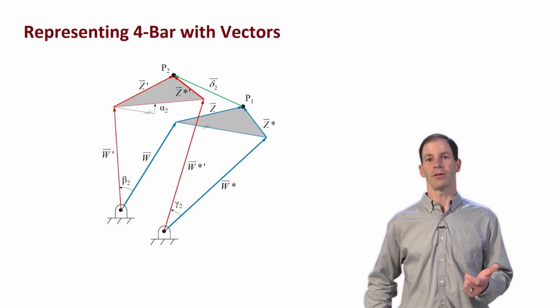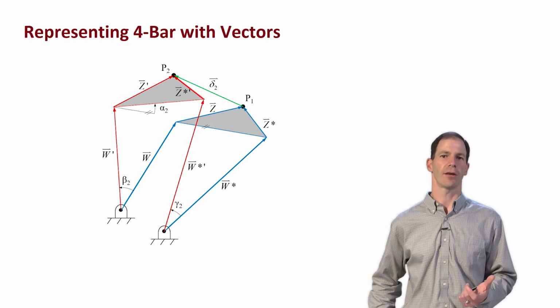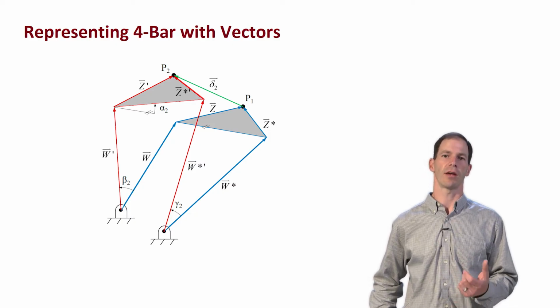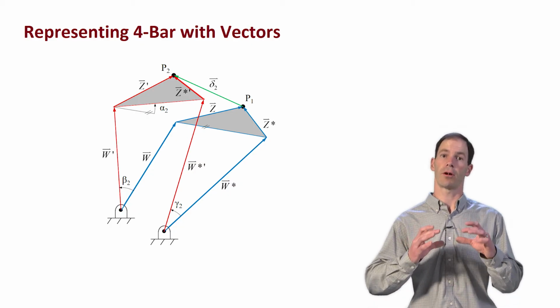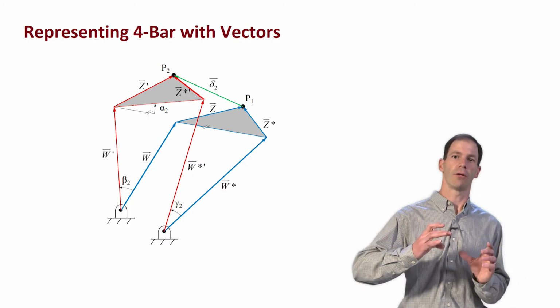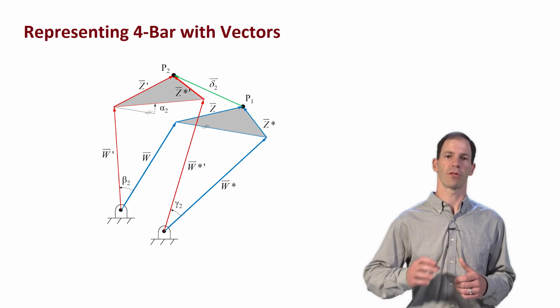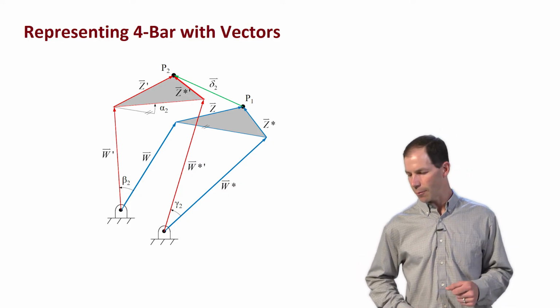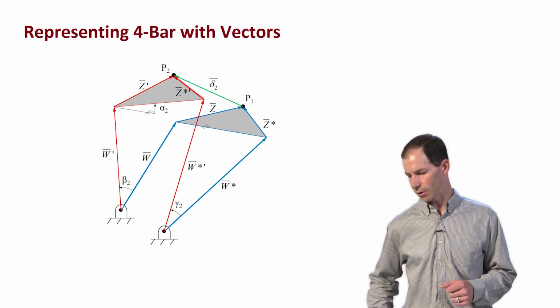The other piece I needed to add here was the rotation angles. My W vector rotates by the angle beta. First position to the second one would be beta 2. My Z vector and my Z star in this case, because they're both part of the same coupler, will rotate by the angle alpha, alpha 2 in this case, first to the second. And then gamma is the rotation of the W star vector.